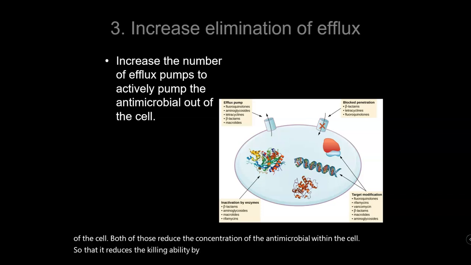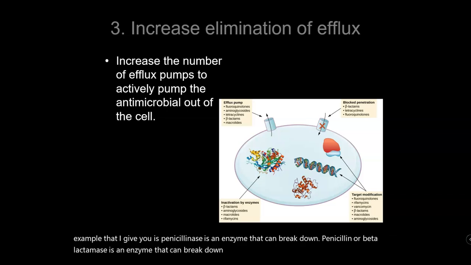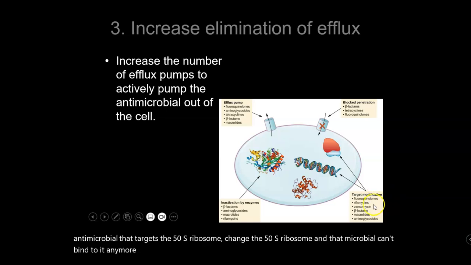so that it reduces the killing ability by reducing that concentration. Inactivation by enzymes, the example that I give you is penicillinase, an enzyme that can break down penicillin, or beta-lactamase, an enzyme that can break down any beta-lactam. And then last, if you have an antimicrobial that targets the 50S ribosome, change the 50S ribosome and that antimicrobial can't bind to it anymore. And so that's target modification over here.